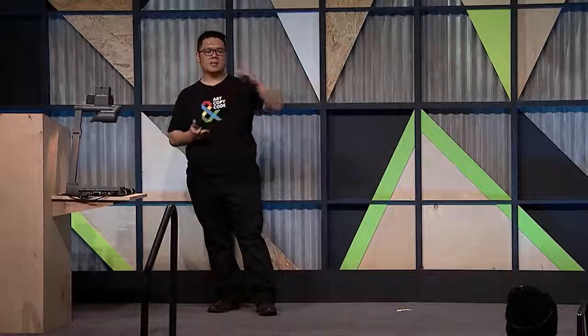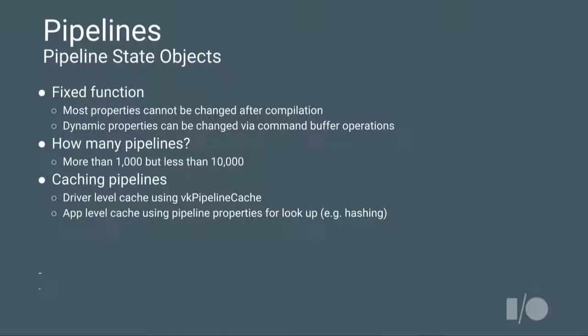All right, pipelines, or pipeline state objects, as some people like to call them. Essentially, these are data structures that have properties that control pretty much everything that happens in the rendering process, and they're fixed function. So that means that once you compile them, you can't really change any of their properties. There's a caveat to that, since there are what are called dynamic properties, and the dynamic properties can be adjusted via command buffer operations. And these include things like viewports, scissors, or blend constants.